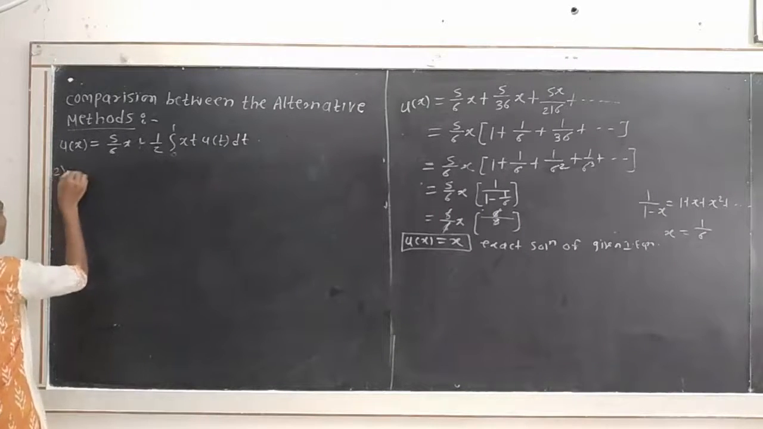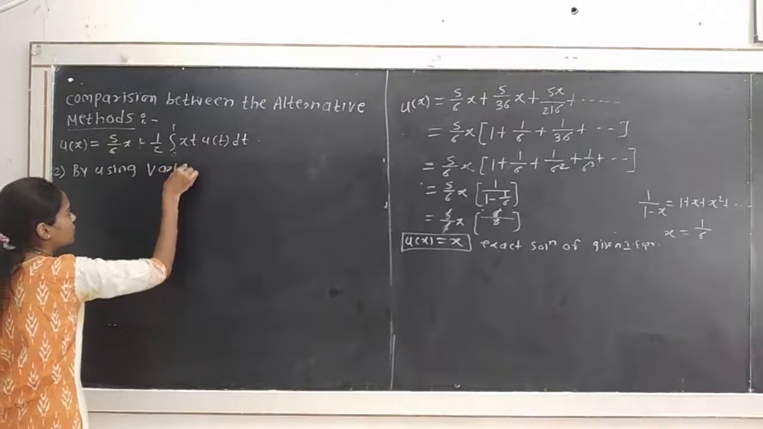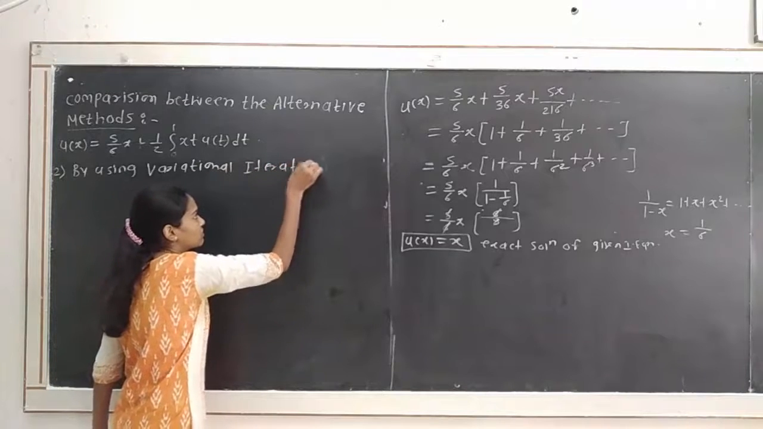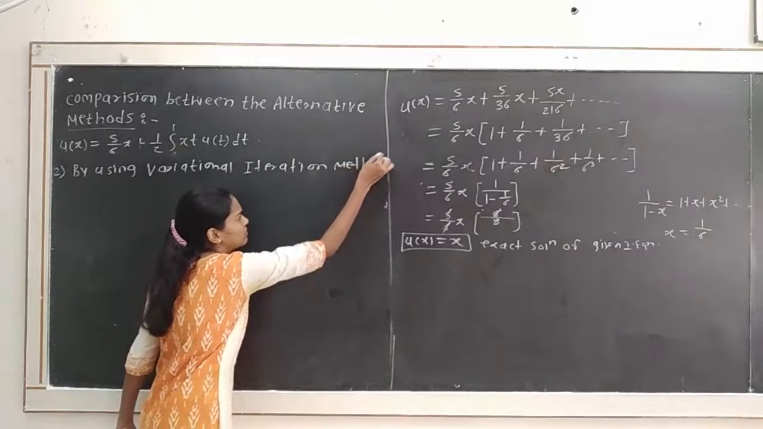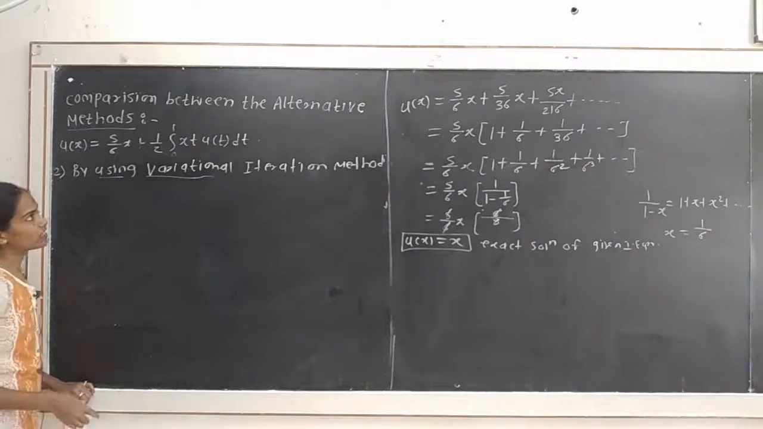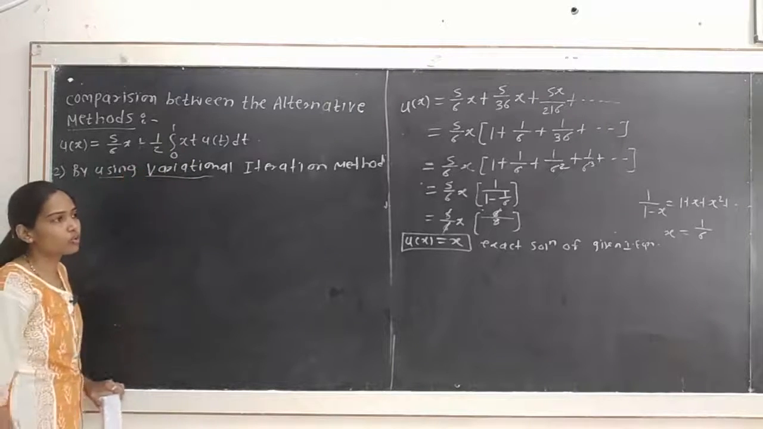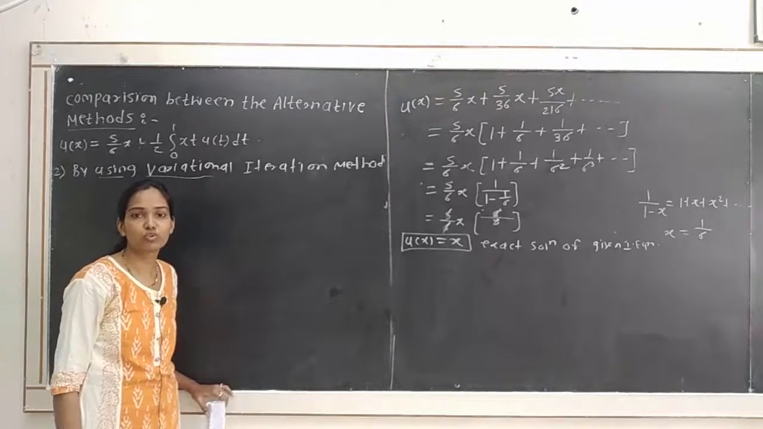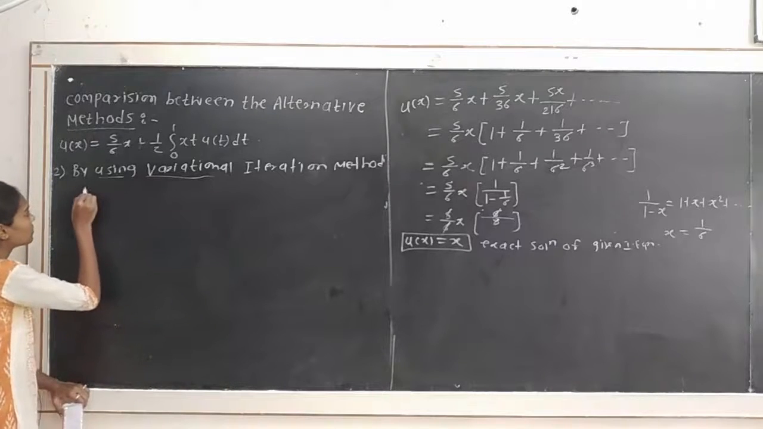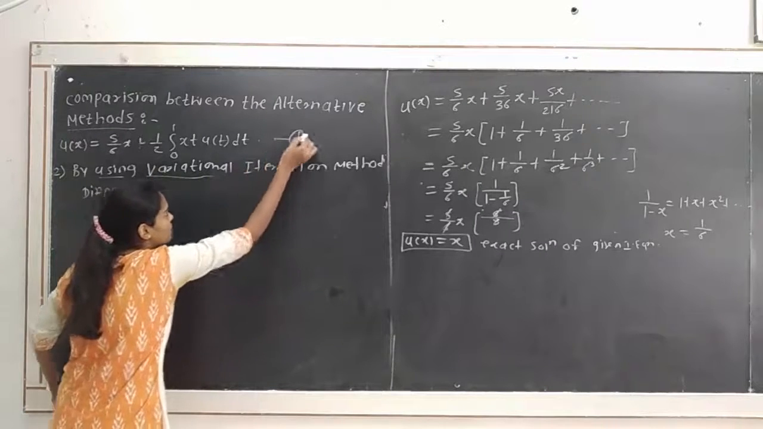Okay, so secondly, we solve this example by using the variational iteration method. We know that in the variational iteration method, first we have to differentiate the given integral equation, that is, convert the given Fredholm integral equation into a Fredholm integro-differential equation.